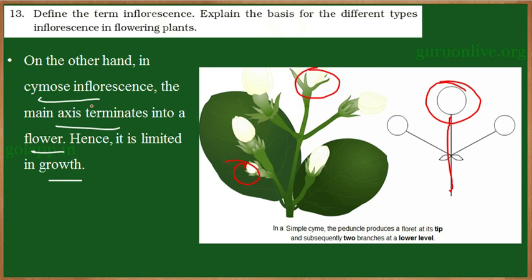So there are clusters of flowers which are present on a special axis. How these flowers are arranged on the axis, this arrangement is called inflorescence. So whether the growing axis terminates with the flower or it is continuous, based on these two factors, inflorescence is of two types. In racemose inflorescence, the growing tip does not terminate with the flower, whereas in cymose inflorescence, the growing tip terminates with the flower.